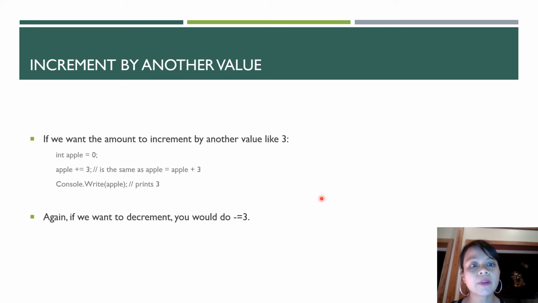Okay, so you can increment by another value as well. If you want the amount to increment by another value, like by 3 instead of just by 1, you can go integer apple equals 0, then apple plus equals 3. So this is the same as saying apple equals apple plus 3. And then when you write it out, WriteLine, it prints 3. Again, if you want to decrement, which is decrease, you would just go minus equals 3.